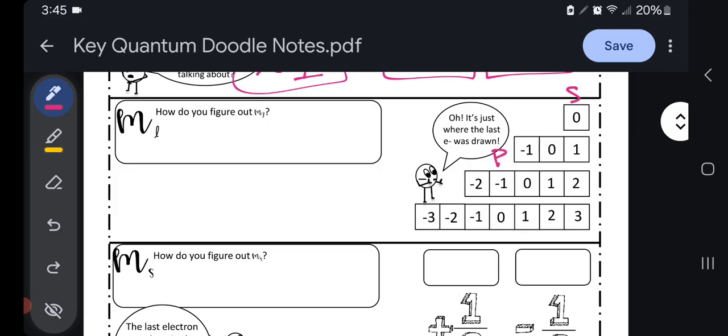Now in the P block, you have 6 groups. So you're going to have 3 bunk beds, remember, because each bunk bed can hold 2 electrons.